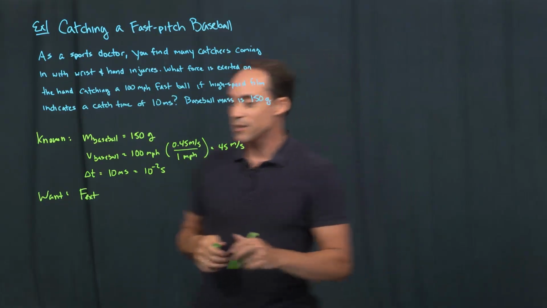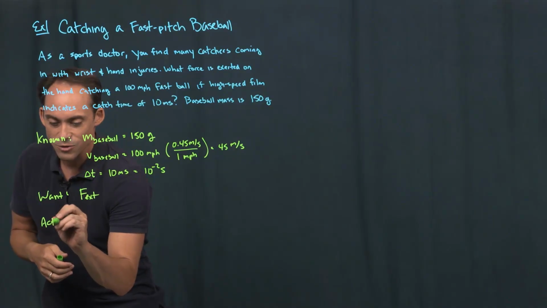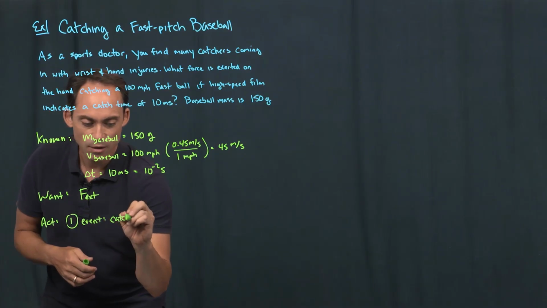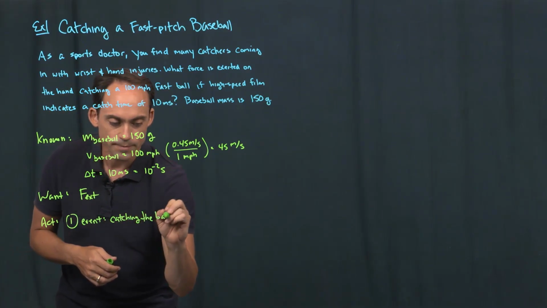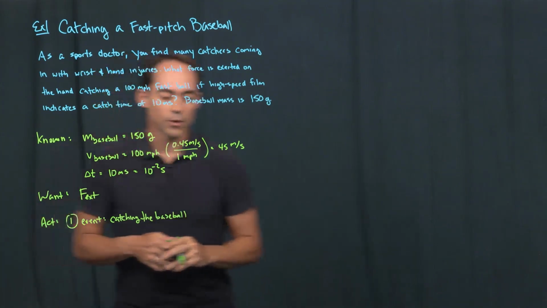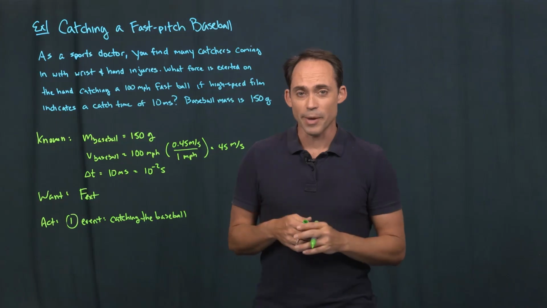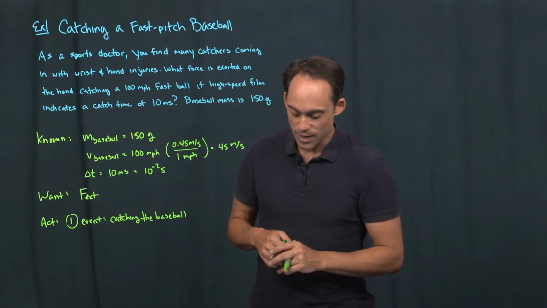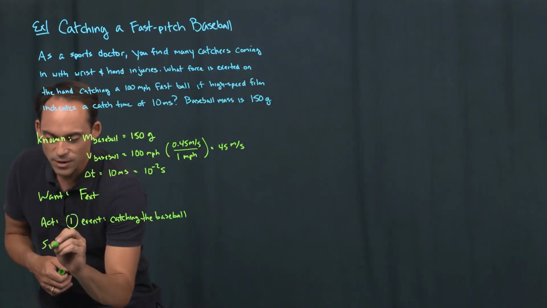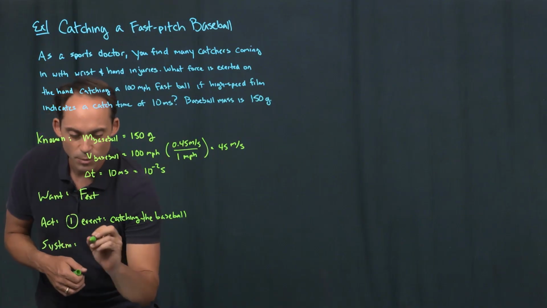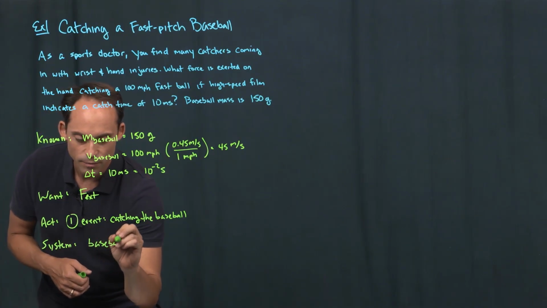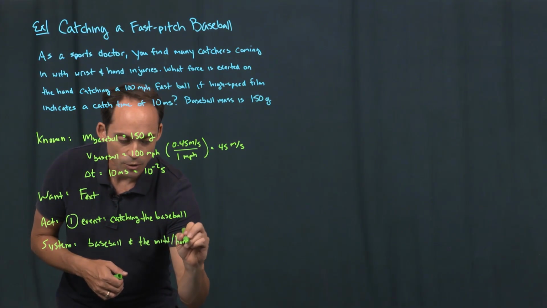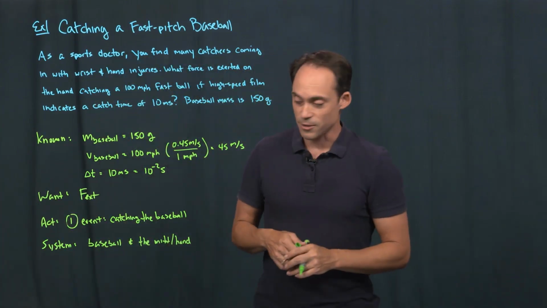And in fact, there's really just one act in this problem. So if we look at our act structure, there's just one event, which is catching the baseball. That's the case where we're going to change the momentum from whatever the initial momentum of the baseball is when it's thrown to 0. And of course, we can also look at what the system is for our momentum impulse, and that's going to be the baseball and the mitt or the hand that we're looking at in terms of this momentum interaction.